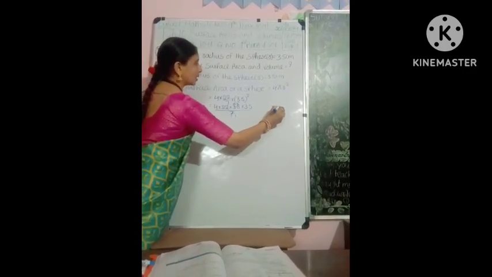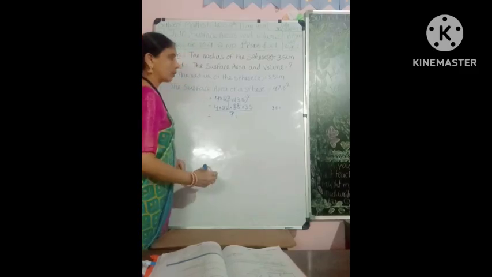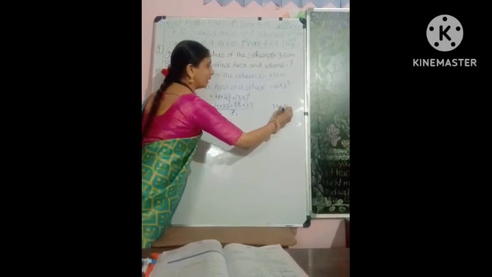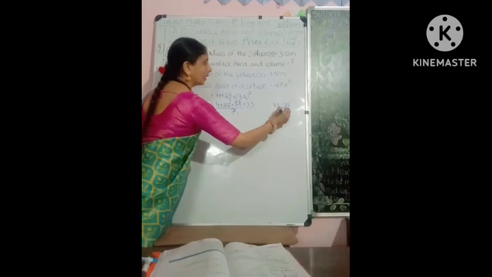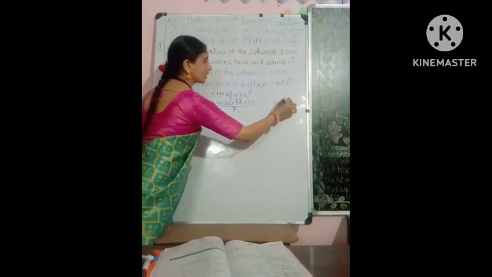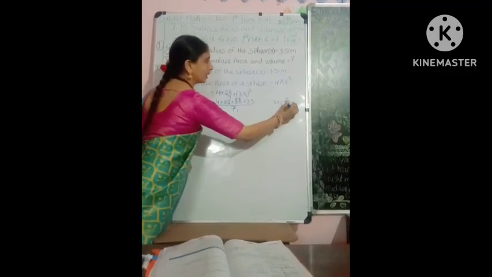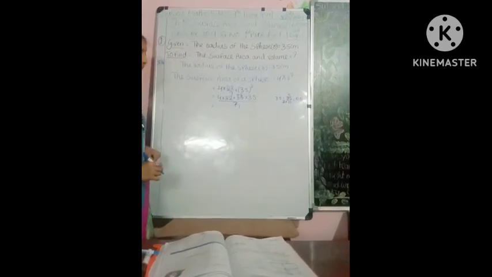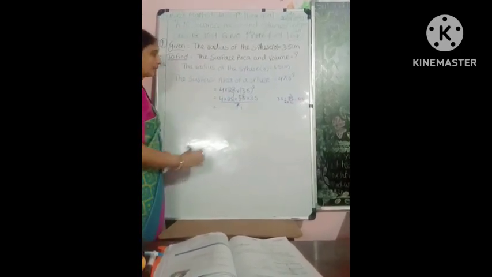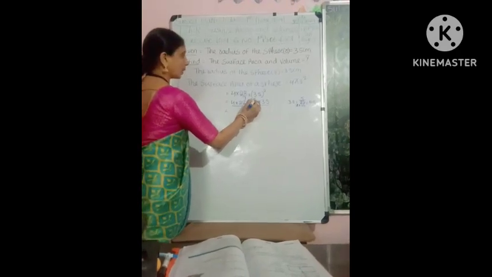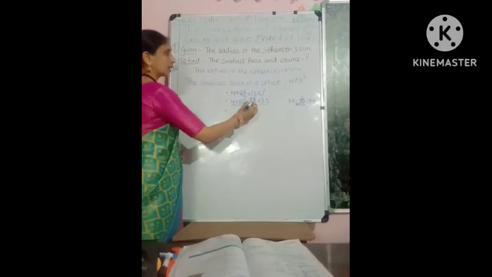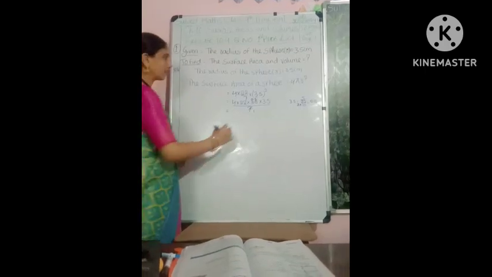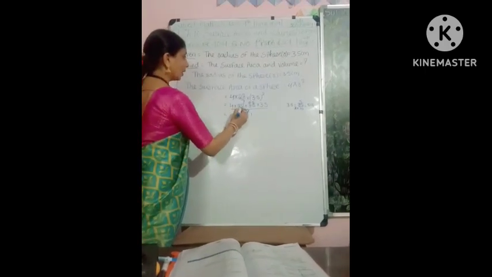How to write 3.5? Ignore the decimal point: 35 by 10 into 7. So 7 1 is 7, 7 5 is 35, and 5 by 10 is nothing but 0.5. Are you clear? Yes. So after cancellation we get 0.5, 3.5. Next, 4 into 22.